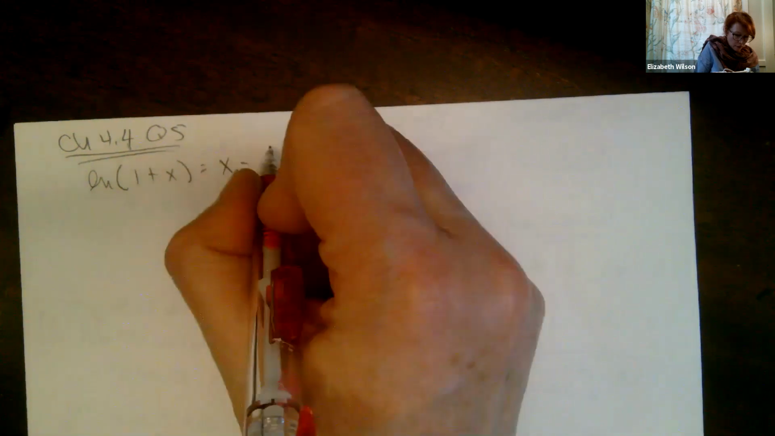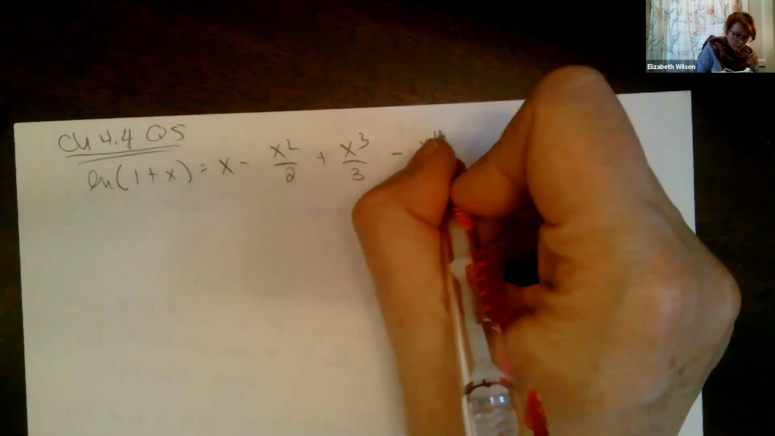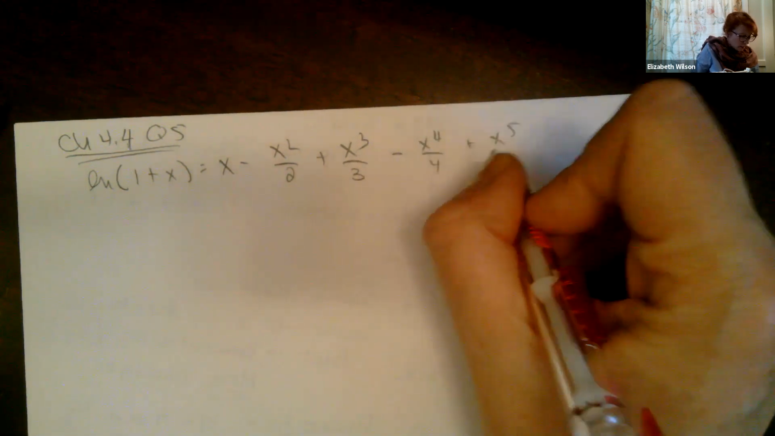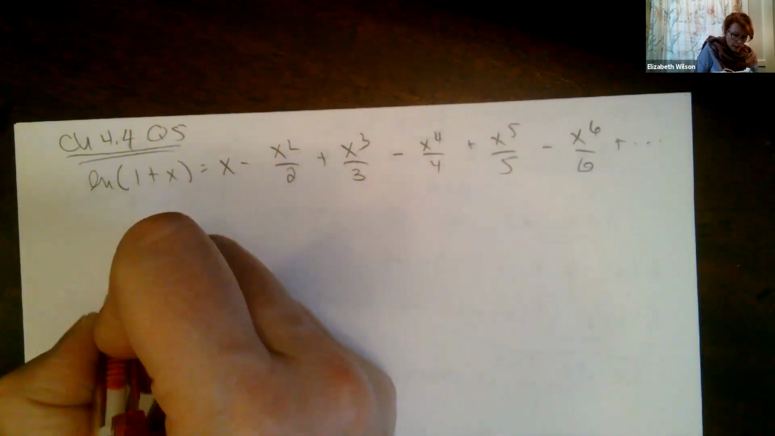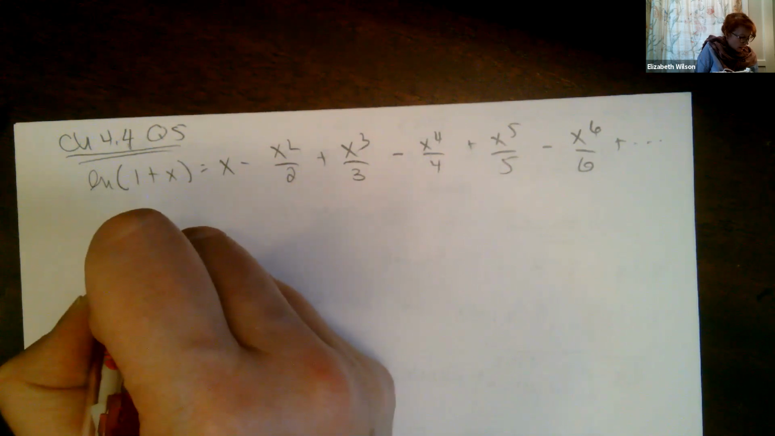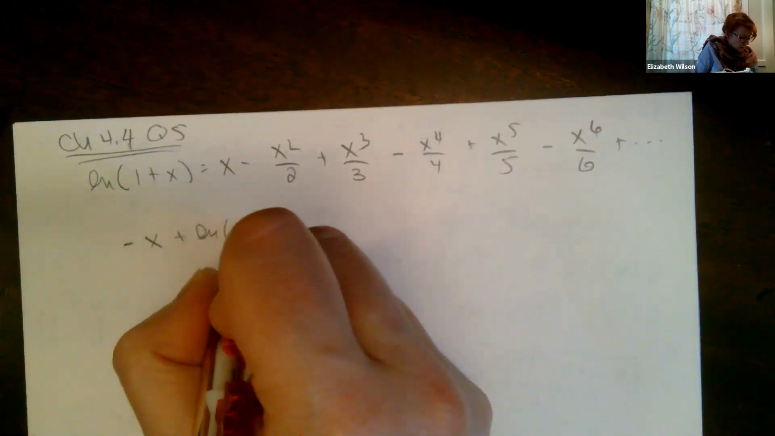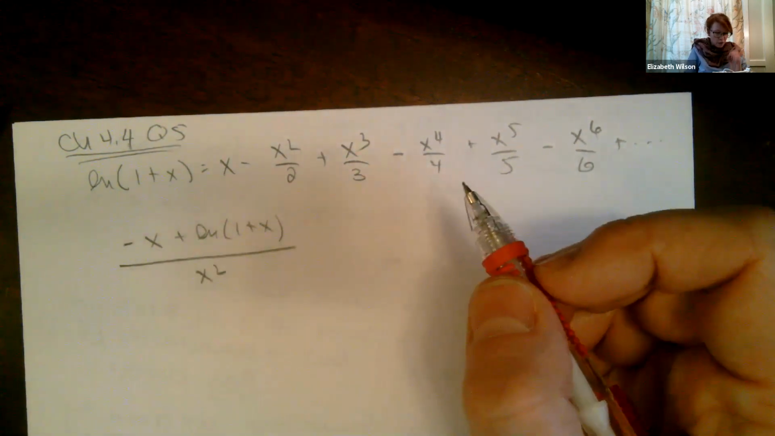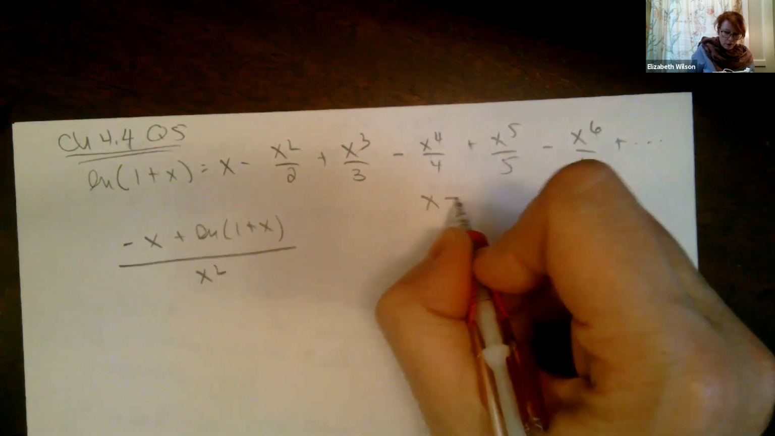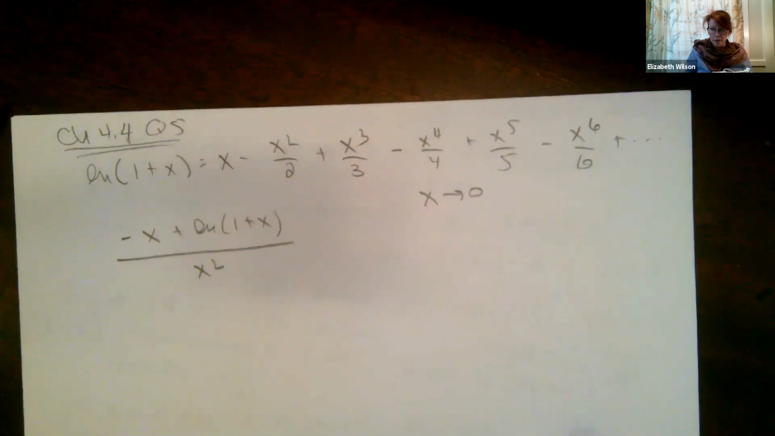Okay, so we're given that ln of 1 plus x equals x minus x squared over 2 plus x cubed over 3 minus x fourth over 4 plus x fifth over 5 minus x sixth over 6, and so on and so forth. And they say that minus x plus ln of 1 plus x divided by x squared is best approximated when x is close to 0. So as x goes to 0, what constant term best approximates that?